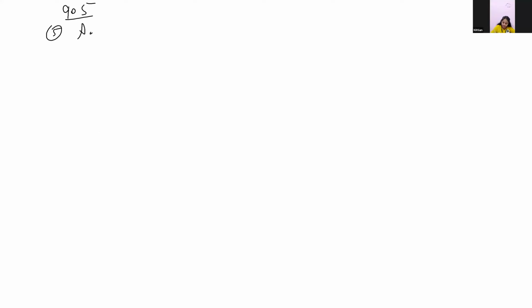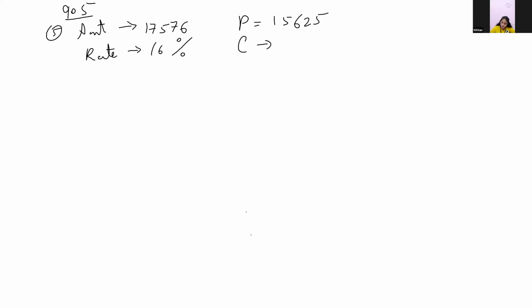Amount I was having 17576. Rate 16%. Principal 15625, compounded quarterly. We had to find out the time, right? Yes, time we had to find out.